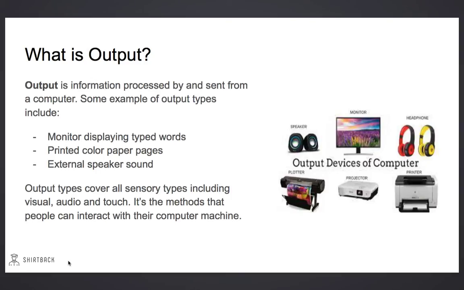The opposite of input is output. Output is information that's processed by and sent from the computer. Some examples of output types include computer monitor displays, printed color pages, and external speaker audio sound. There are output types that cover all sensory types, including visual, audio, and touch. Output are the methods that people can interact with their computer machines.